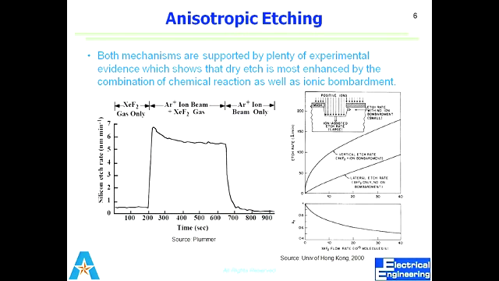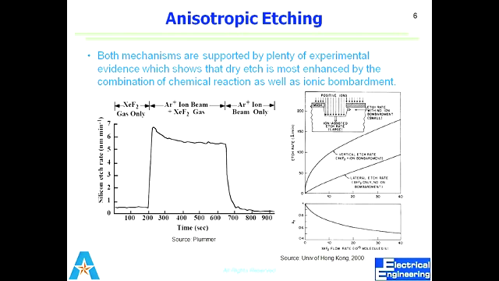This graph may tell you that both mechanisms are supported by plenty of experimental evidence, which shows that dry etching is most enhanced by the combination of both mechanisms. One is chemical reaction as well as ionic bombardment. So reactive ion etching is also a combination of those 2, as I told you. And on the graph on the left hand side, you can clearly see that initially, the experiment shows that you supplied only gas, with no ionic bombardment.